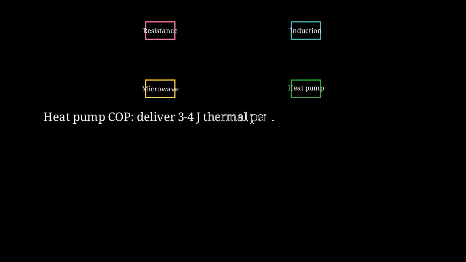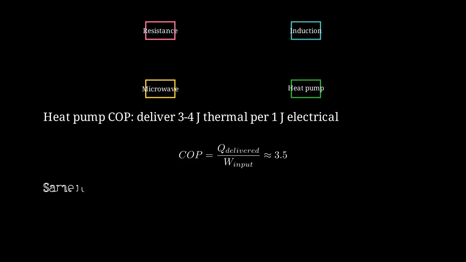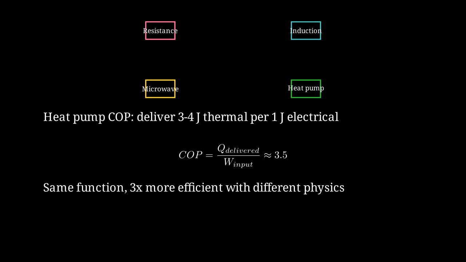A heat pump can deliver 3 to 4 joules of thermal energy for every joule of electrical energy consumed by moving heat rather than generating it. Coefficient of performance for a heat pump is typically around 3.5 for this temperature range. By changing the physical mechanism from resistive heating to heat pump, we achieve the same function with 3 times better efficiency.